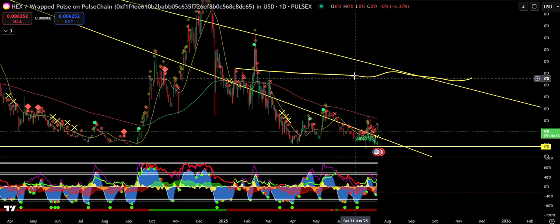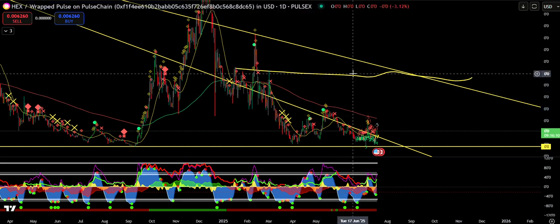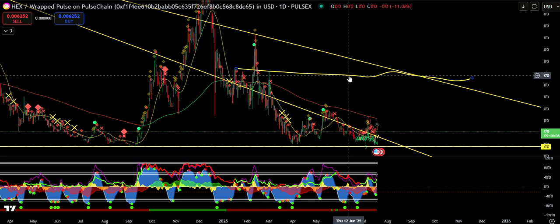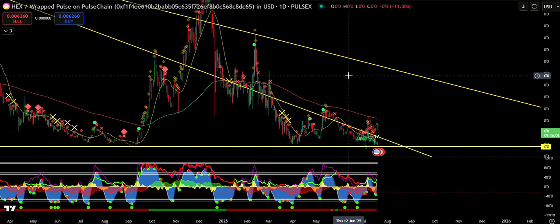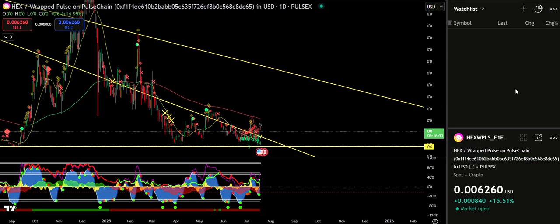The importance of dollar cost averaging. Every single week, just buy a little bit. Don't sell until you're in euphoria mode, or until the markets are in euphoria mode. So let's look at Pulse.